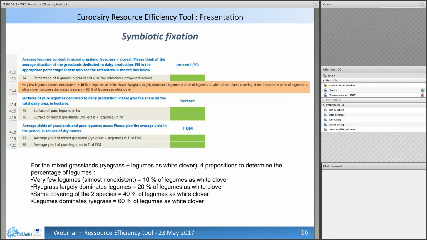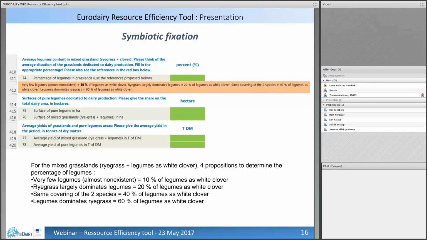And at least, the last input of the farm is about the symbiotic fixation. So we take account of the symbiotic fixation in the tool, but we know that it's difficult to estimate or to assess the average percentage of legumes in the mixed grasslands, with ryegrass and white clover, for example.